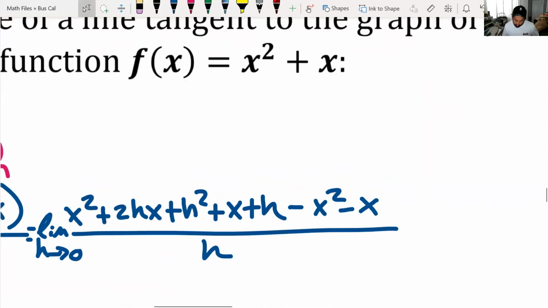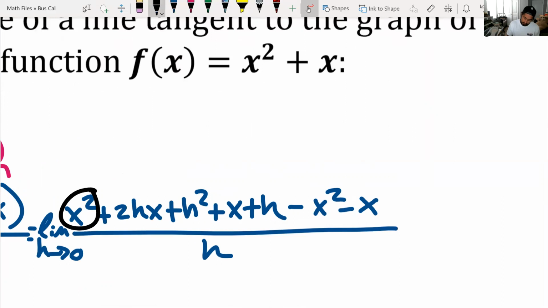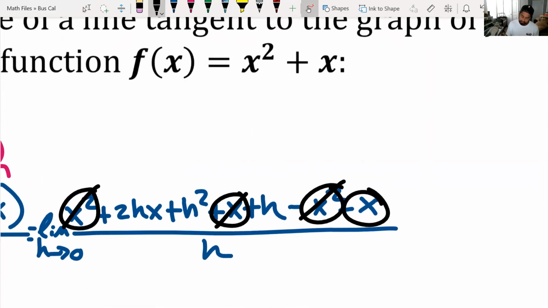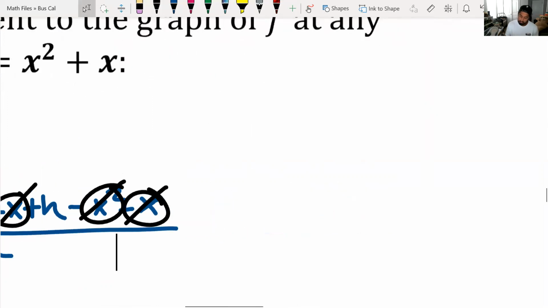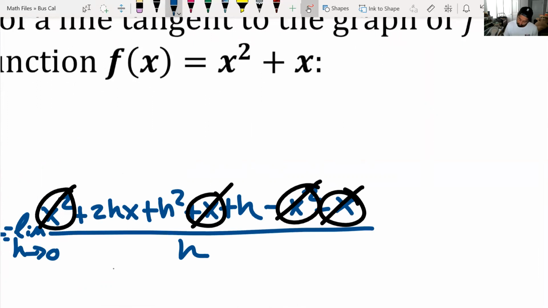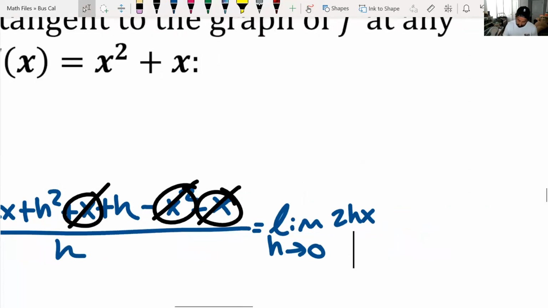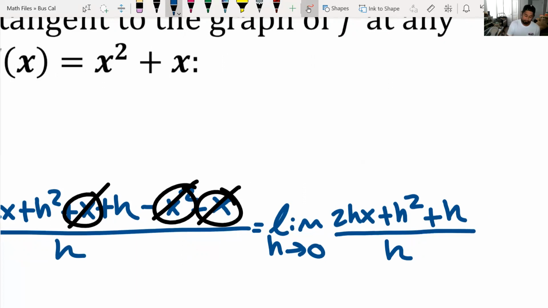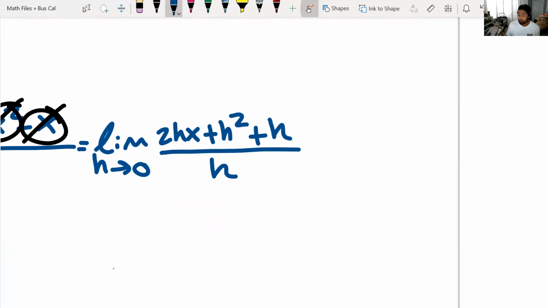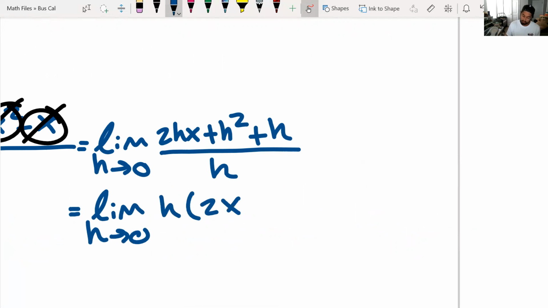And then, of course, with some more work, we see that this x squared and that x squared cancel. This x and that x cancel. And then we are left with the limit as h approaches zero of 2hx plus h squared plus h all over h. All right. Factor out the h. And that'll leave me with 2x plus h plus 1 over h.